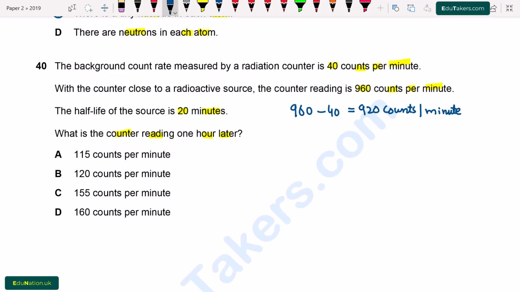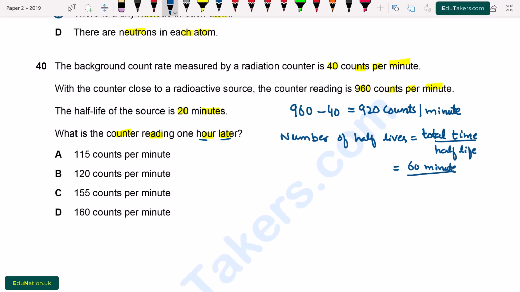Next, the total time is given, that is 1 hour, and 1 hour contains 60 minutes. So the number of half-lives will be equal to total time divided by half-life. Total time is 60 minutes divided by half-life is given, which is 20 minutes. So I divide it with 20 and the number of half-lives will be equal to 3. It means that 3 half-life passes.